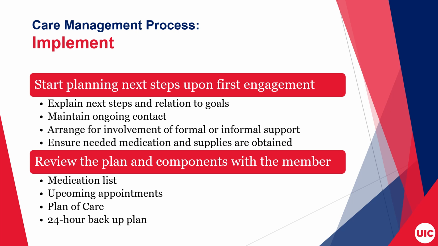From the first day the member is engaged by the care manager, they should have an understanding of how the transition process will be implemented. Care management staff should always ensure that the member understands the next steps in the process and how these steps relate to the member's goals. Care managers provide ongoing and regular contact based on the member's needs. At times, this may involve more frequent contact. The implementation of a service plan also relies on the involvement of the member's formal or informal supports. This includes other providers as well as family and social supports.